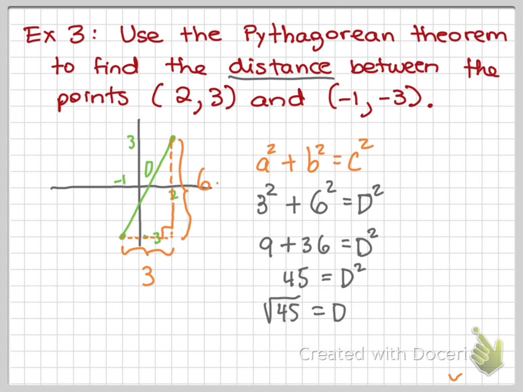Now if you put that in the calculator, or if you simplify it, that's going to be 3 square root of 5, and that would be the distance between the 2 points. And that's how we use the Pythagorean theorem to find the distance between the 2 points.